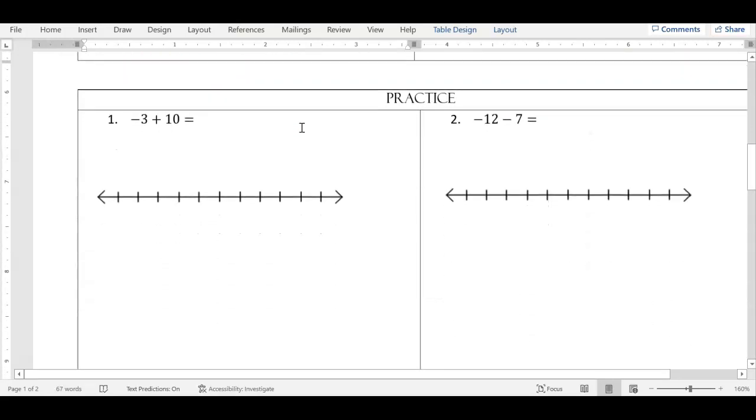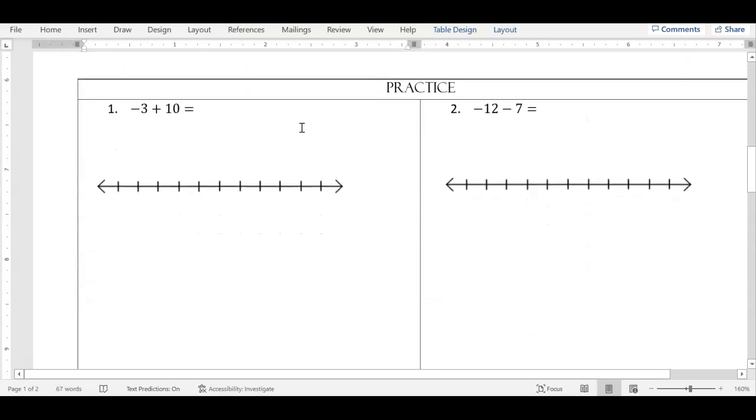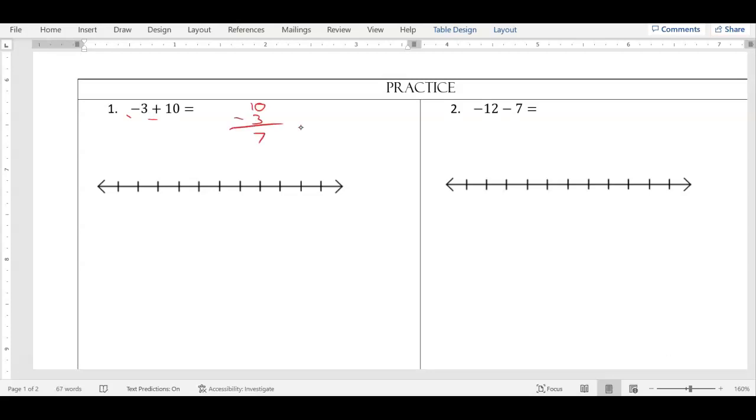We do have practice down here. So let's do these real quick. If you have -3 plus 10, they do not match, so we subtract them. We're going to do 10 minus 3. And the bigger number is 10, which is positive. So the answer is positive 7.